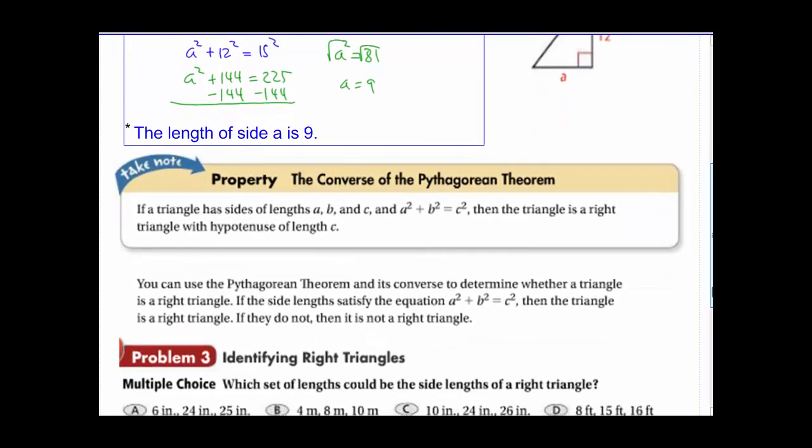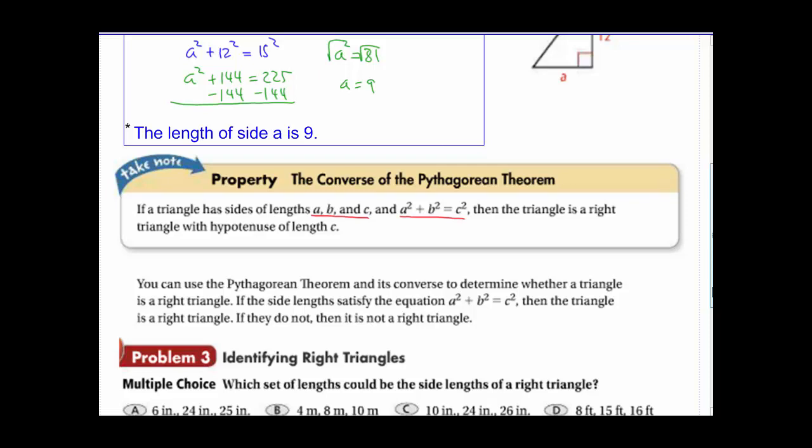Okay, we're going to look at now the property, the converse of the Pythagorean theorem. If a triangle has sides a, b, and c, and a squared plus b squared is equal to c squared, then we know we have a right triangle. In other words, before we looked at if we have a right triangle, then a squared plus b squared is equal to c squared. So now we're using what's called the converse.